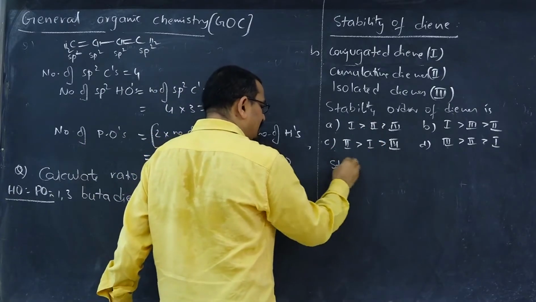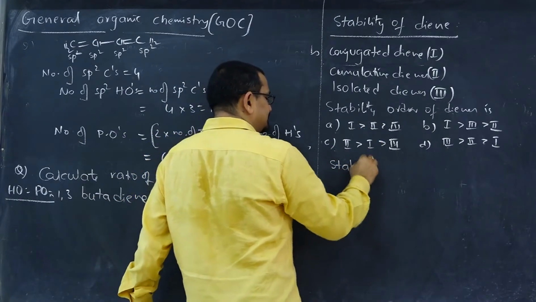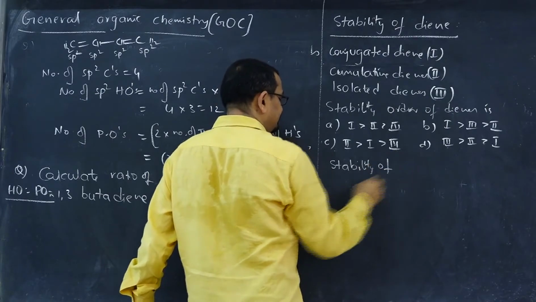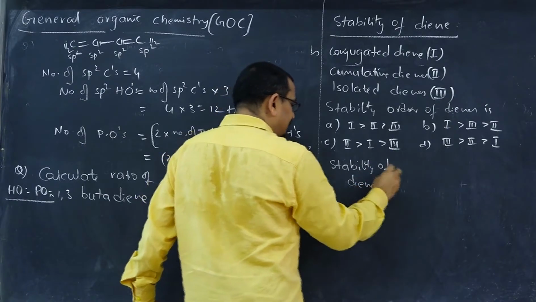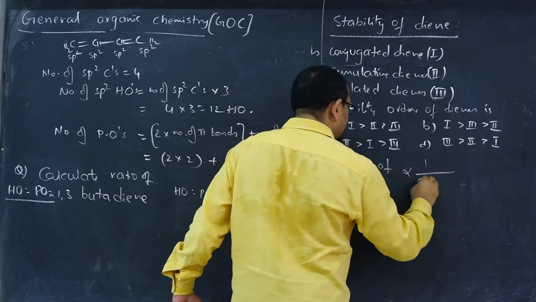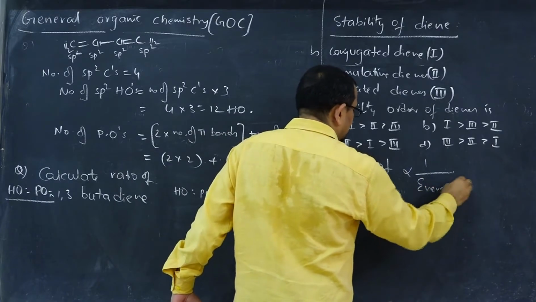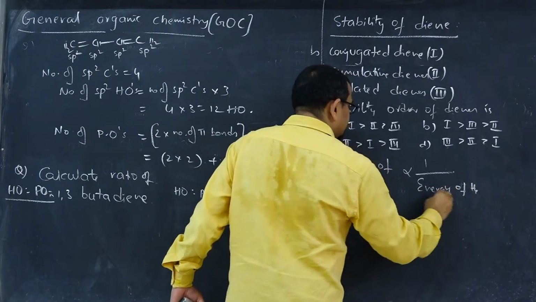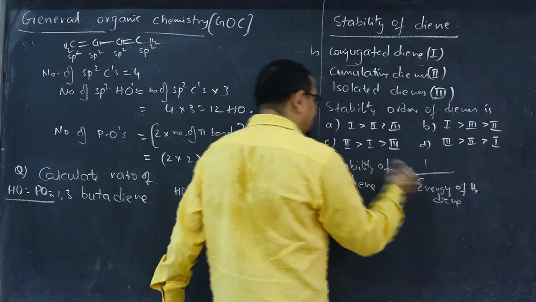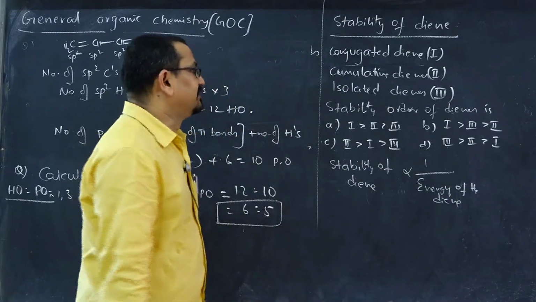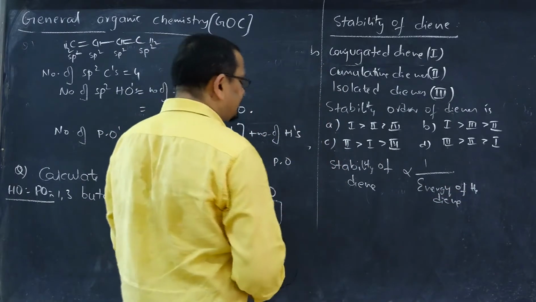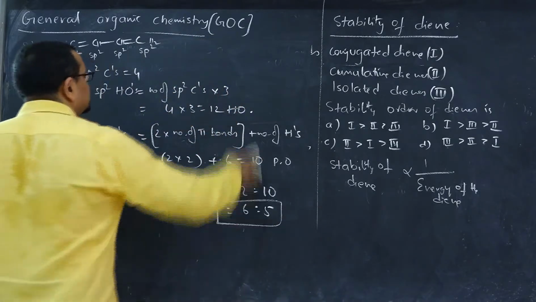See, actually we have to go based on a relation. The stability of a diene is inversely proportional to the energy of the diene. So, the less the energy possessed by the diene, the more is the stability. Now what is meant by conjugated diene for this question? Let us illustrate something.